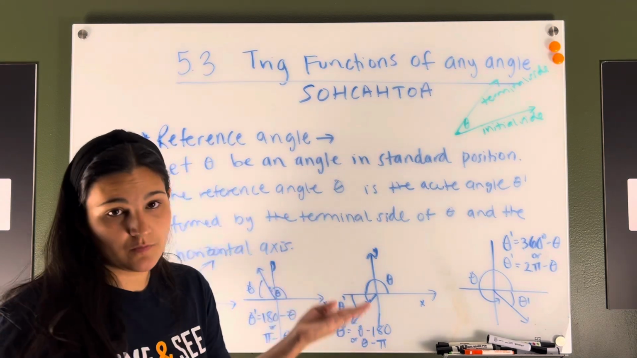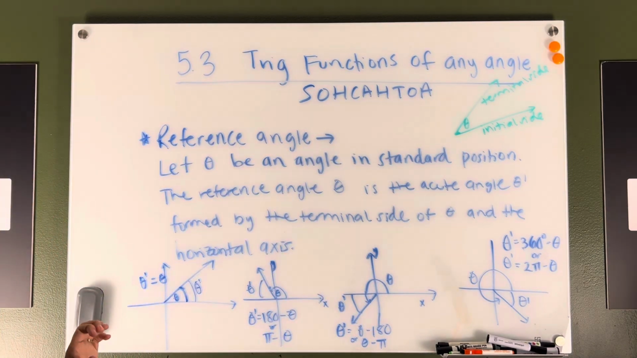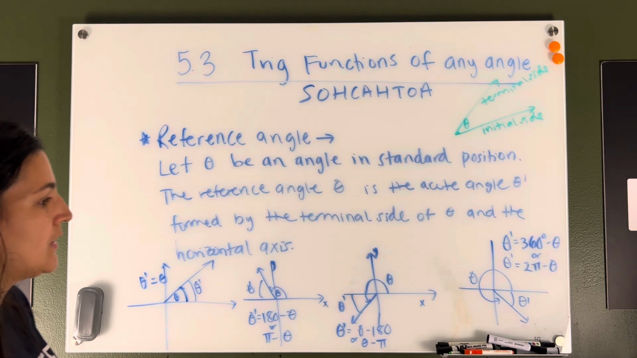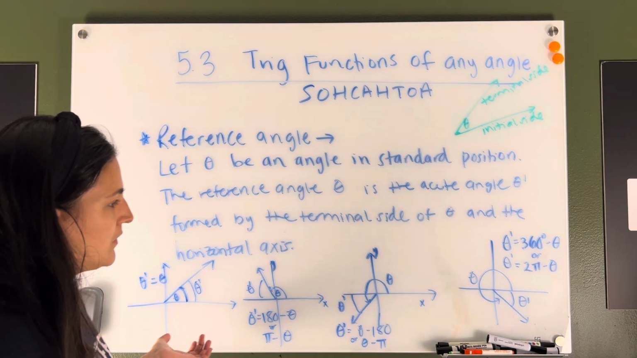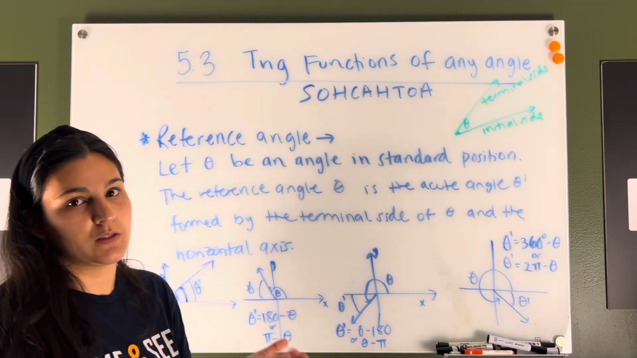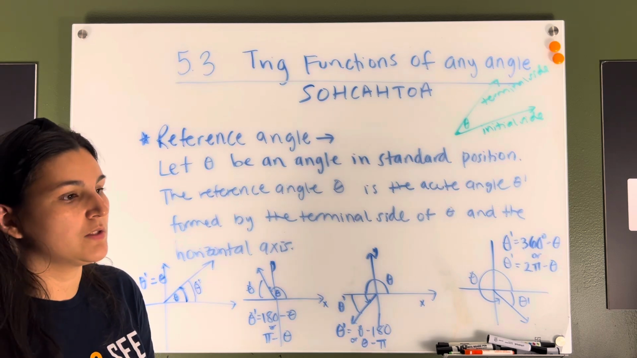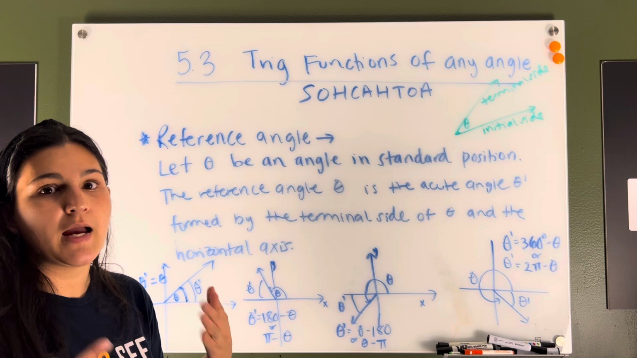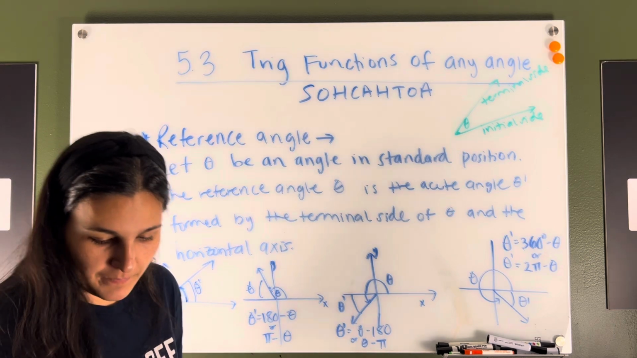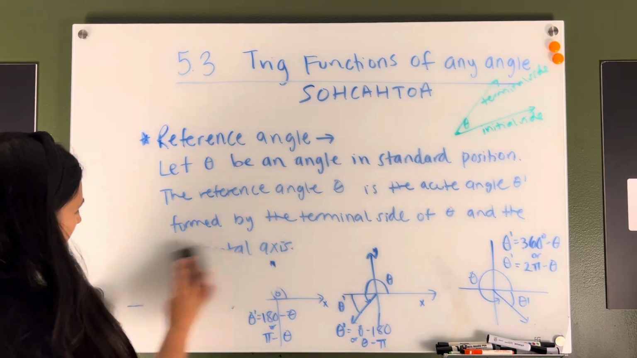So that's useful. Take a picture of it, pause the video, write it in your notes. This will not be given to you. As we continue to practice, you'll get the hang of it, and you'll say, okay, I just need to find the acute angle between the terminal side and the horizontal axis. How can I do that? Once you're ready, we're going to move on.